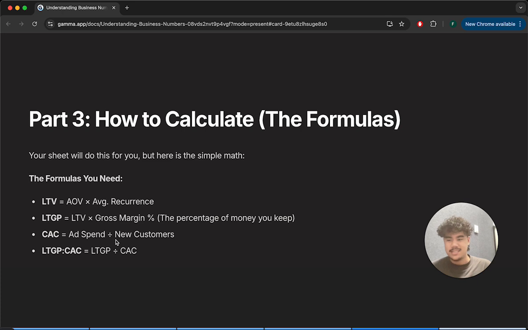CAC, the cost to acquire a new customer, is ad spend divided by new customers. So let's say I spent $1,000 on ads and got 5 new customers. So $1,000 in ads divided by 5 new customers equals $200 to acquire a new customer, as an example. And then lifetime gross profit divided by CAC is the LTGP to CAC ratio, and you get the gist, right?